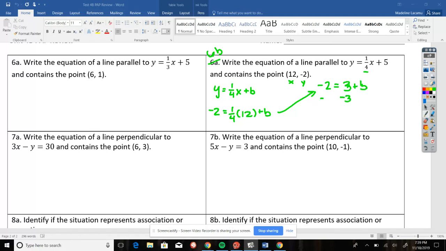Then I subtract 3, and I get -5 equals b. So my final equation is y equals, we keep our slope, so that's a 1/4. So 1/4 x, and then our intercept was a -5, so minus 5. So y equals 1/4 x minus 5.